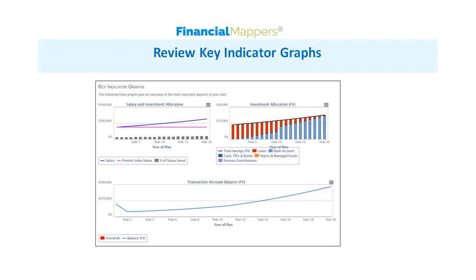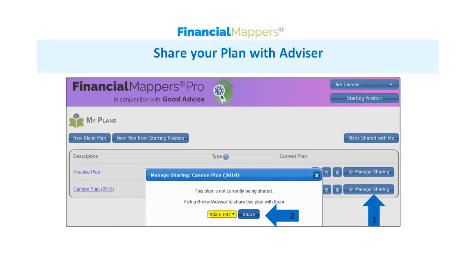You will need to ask your advisor how you should allocate the money currently being assigned to the transaction account, which is that shown in the blue column in the top right-hand chart. When you're ready to share your plan with your advisor, click the My Plans icon at the top left of the Plan Management area screen.